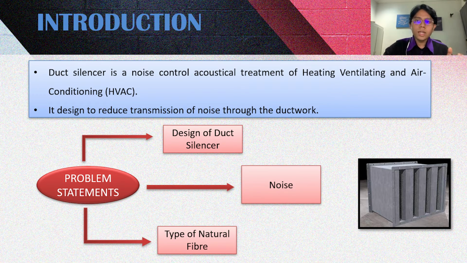Then is the design of the duct silencer. Comparison with experimental data shows significant difference between theory and reality, emphasizing the limitation of the theoretical approach to the silencer, as also stated by Dibori et al., 2012. And the last problem statement is the type of natural fiber. The wrong choice of natural fiber will reduce the effectiveness of the duct silencer.